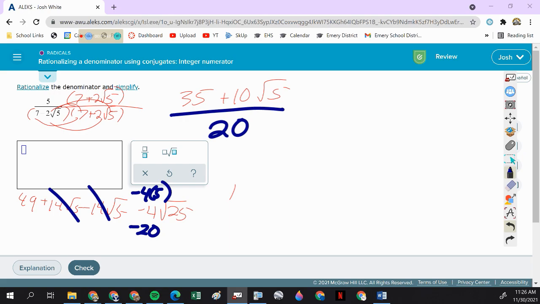Now can I simplify? All of these have a factor of 5, and notice I did not touch the square root. You cannot cancel something inside a square root with something outside a square root. So I pull a 5 out of all of those. 7 plus 2 root 5 over 4. And I can't go any further than that. Do you want to see another one?